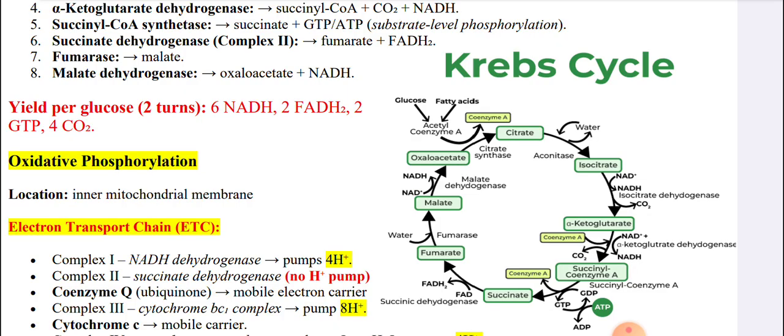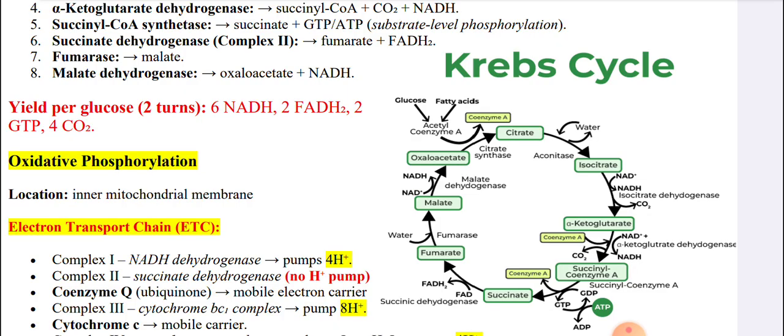And succinate dehydrogenase is unique, location-wise. It is. It's the only enzyme of the entire TCA cycle that isn't floating freely in the mitochondrial matrix. It's actually embedded directly within the inner mitochondrial membrane. In fact, it doubles as complex 2 of the electron transport chain we'll talk about next. It's perfectly positioned to hand off its electrons immediately.